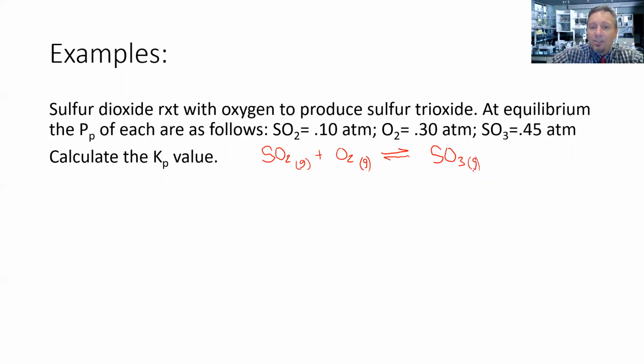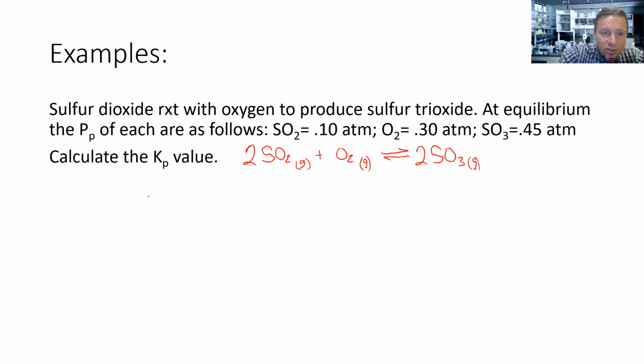Well, I have to balance this right away, and when I look at this here, if I put a 2 here, that gives me 6 oxygens on this side. If I come over here, put a 2, I got 2 sulfur, 4, 5, 6. So I am balanced now. So now let's look at this. It says at equilibrium, partial pressure of each of these is as follows. So it's telling me the partial pressure is at equilibrium, and it wants to know what the Kp value is.